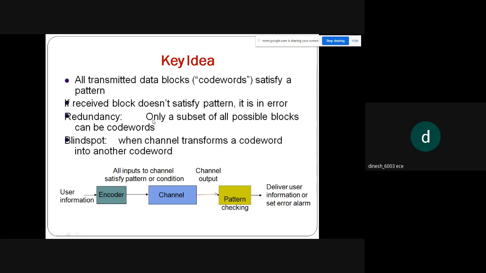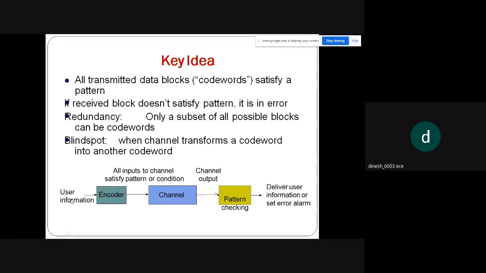So what is this redundancy? A subset of all possible blocks would be converted into code words. And blind spot is when the channel transforms a code word into another code word. For example, if I assume it is 011, it will change into 100, the inverse of that, which we call a blind spot. So this is the main thing to be determined.